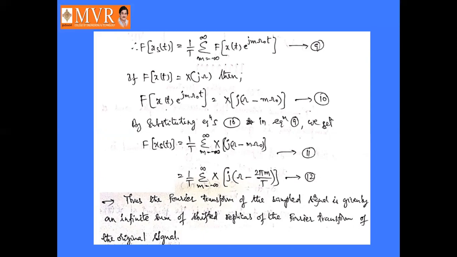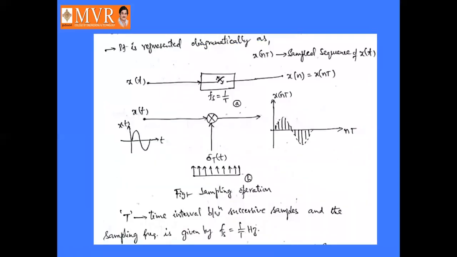Thus the Fourier transform of the sampled signal is given by an infinite sum of shifted replicas of the Fourier transform of the original signal. So the Fourier transform of the sampled signal, that is xs(t), is given by an infinite sum, where m varies from -∞ to ∞, of shifted replicas of the Fourier transform. Clearly, the replicas are shifted, that is X(j(ω - 2πm/T)), shifted replicas of the Fourier transform of the original signal. So that is about the sampling theorem. This is nothing but the sampling theorem.